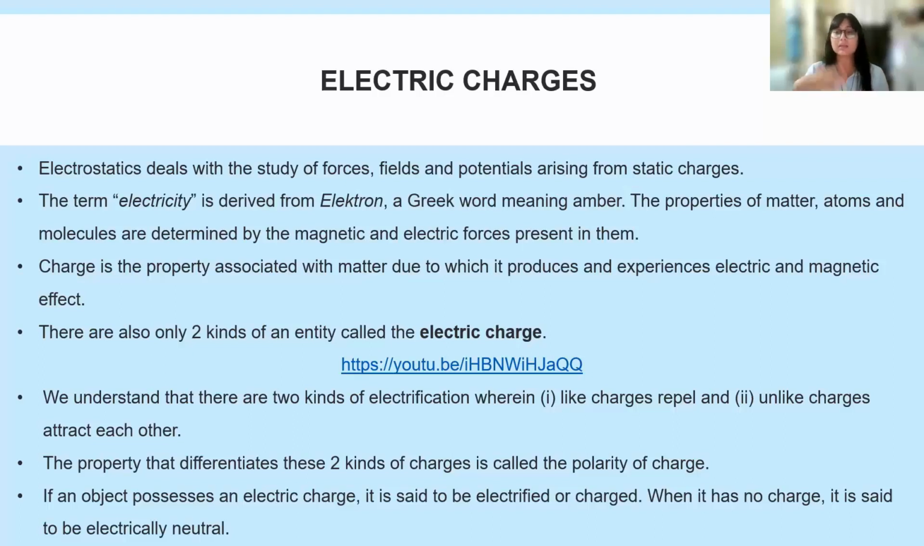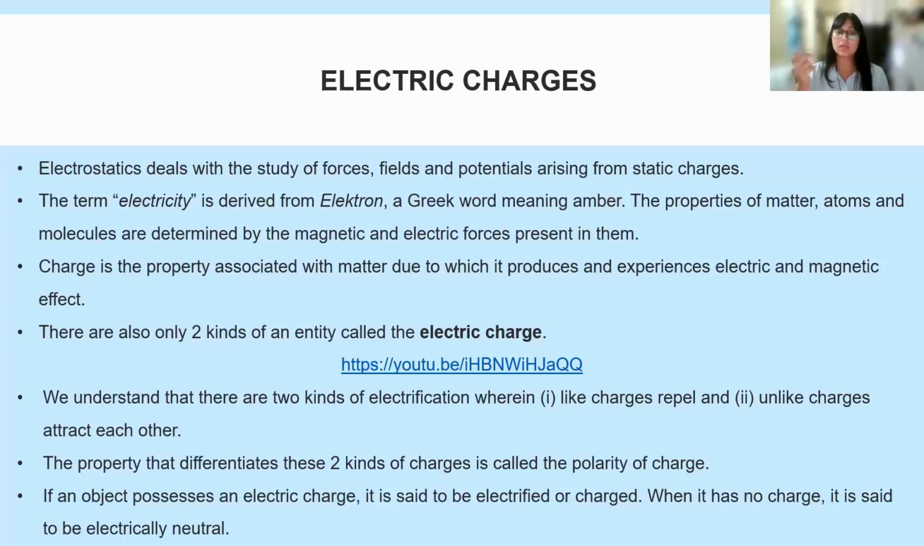The properties of matter, atoms and molecules are determined by magnetic and electric forces present within these substances. Matter, atoms and molecules make up almost the entire universe, and there are magnetic and electric forces present within these. Charge is a property associated with matter due to which it produces and experiences electric and magnetic effects. So charges are responsible for both the electric and magnetic forces or effects that we see happening around us.